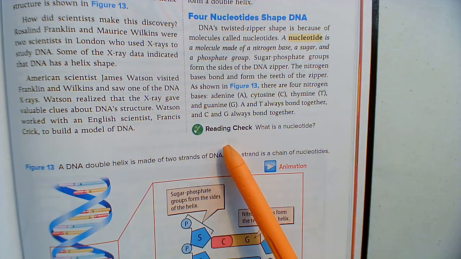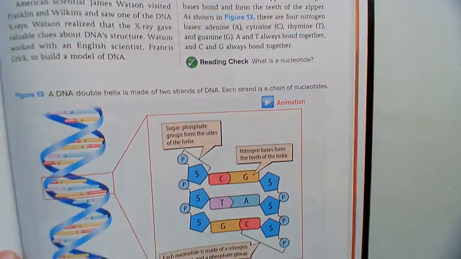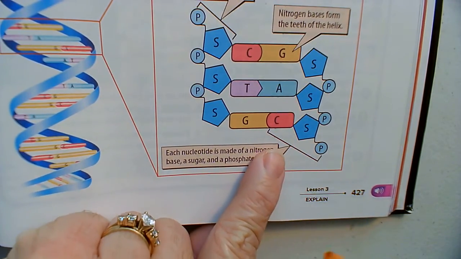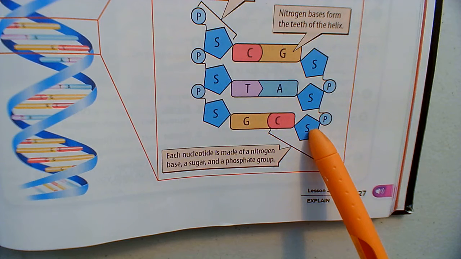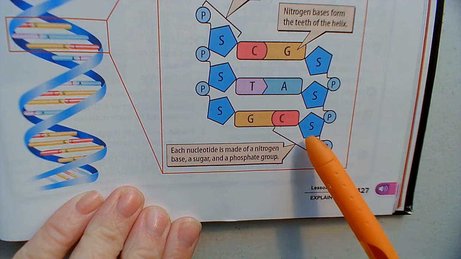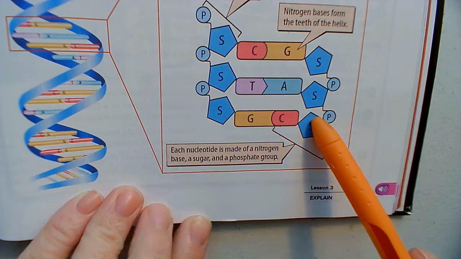Our reading check says, what is a nucleotide? Well, a nucleotide is the molecule made of a nitrogen base, a sugar, and a phosphate group. And so the nucleotides, let's look down here. A nucleotide is composed of the sugar, which, when we're looking at DNA, is deoxyribose. Or if we're looking at RNA, there would be ribose, just a ribose sugar.